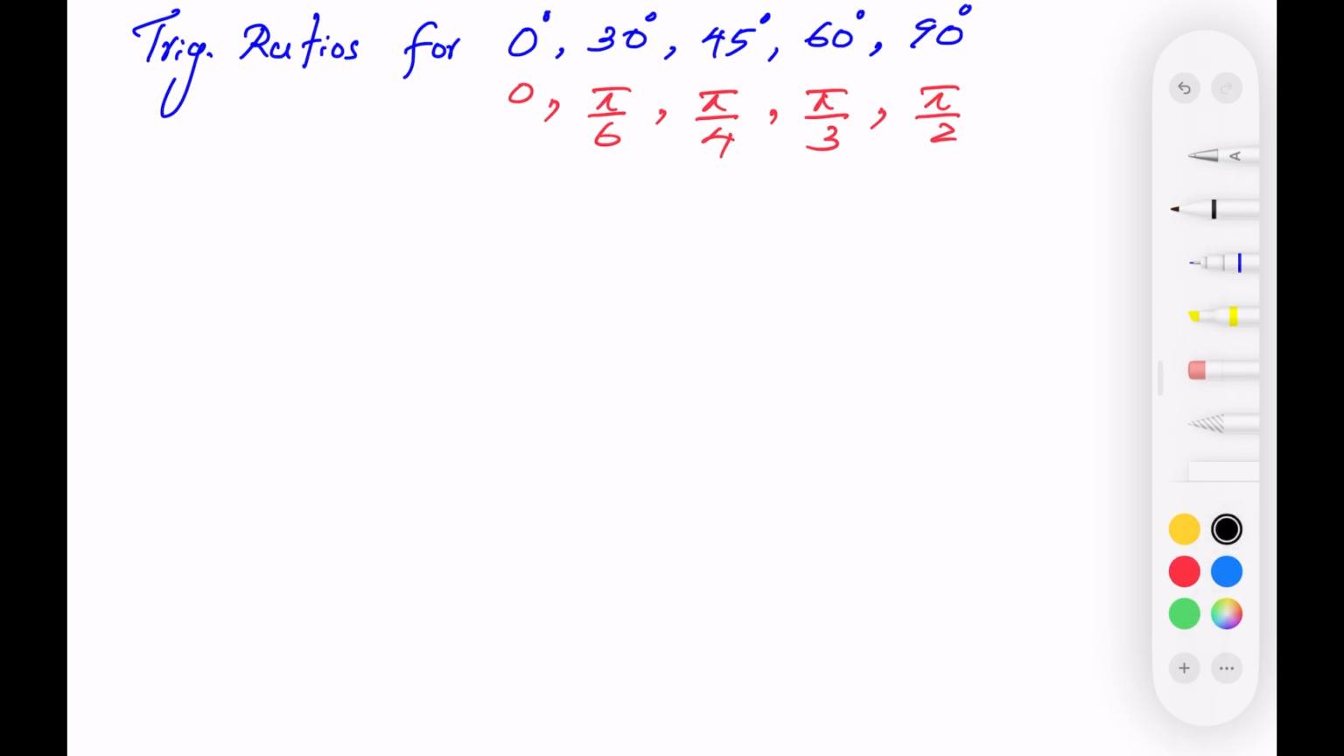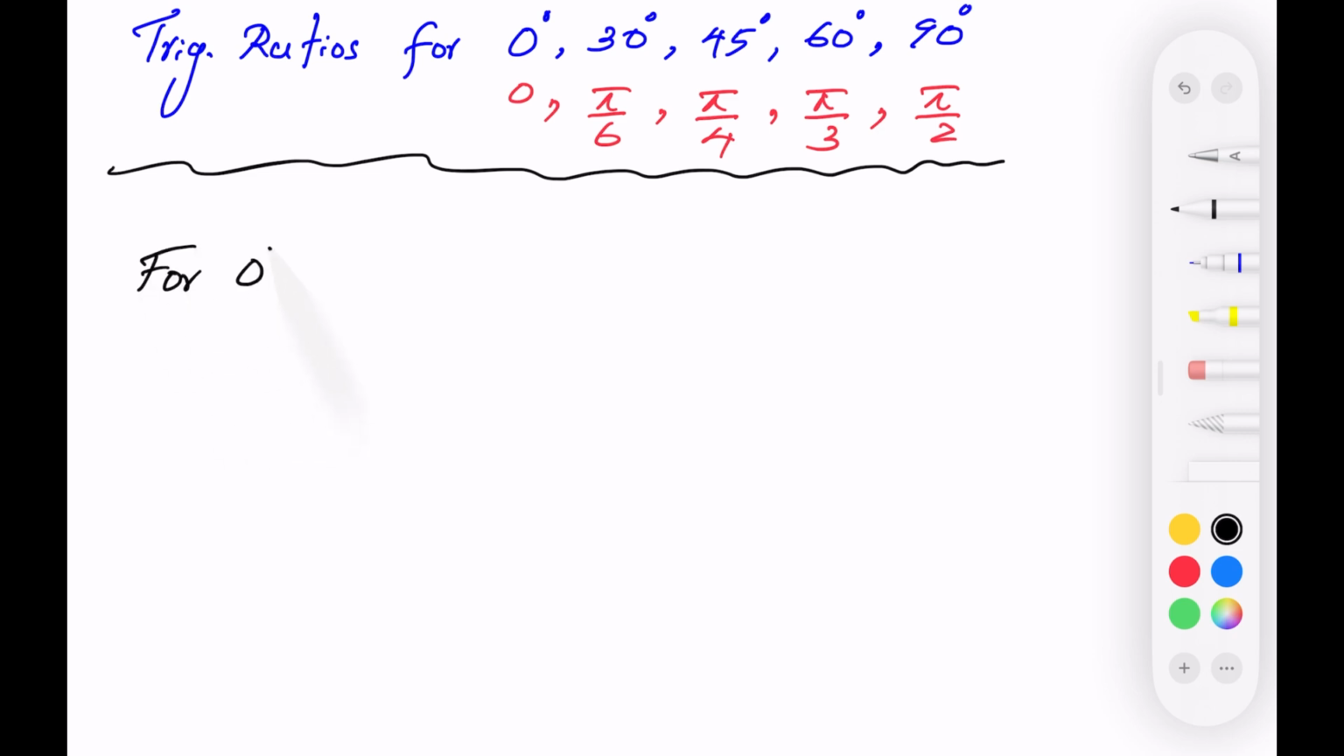Now, we are going to look at how to derive the trig ratios, sine theta, cosine theta, and tangent theta, when theta takes each of these specific angular values. First, we will look at the 0 degree angle. We are going to need a construction. As always with the trig ratios, we are going to need a right triangle.